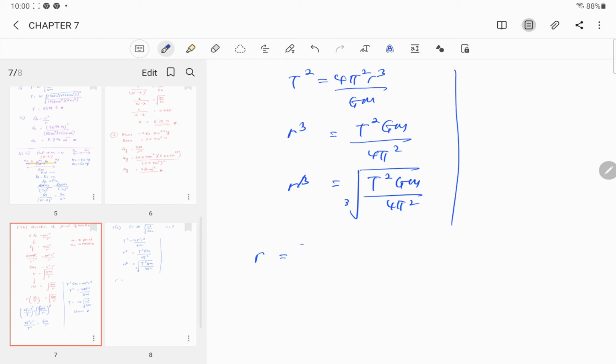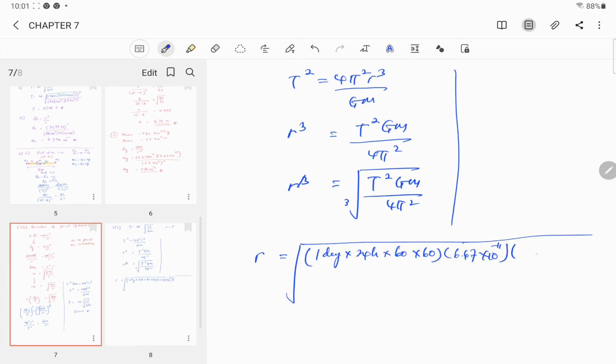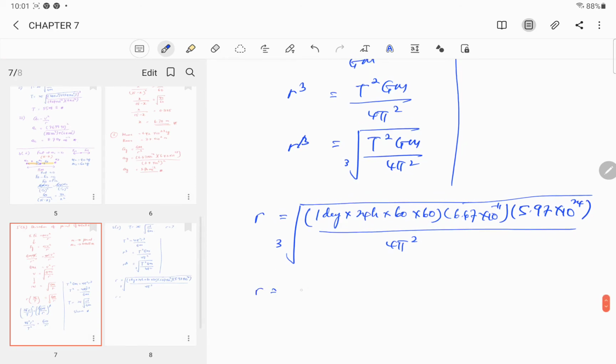So equals, okay, T here is 1 day, 24 hours, 60 minutes, 60 seconds, times 6.67 times 10 power of negative 11, mass is 5.97 times 10 power of 24, over 4 pi squared. Okay, so you will have your R, which is 4.22 times 10 power of 7 meters.